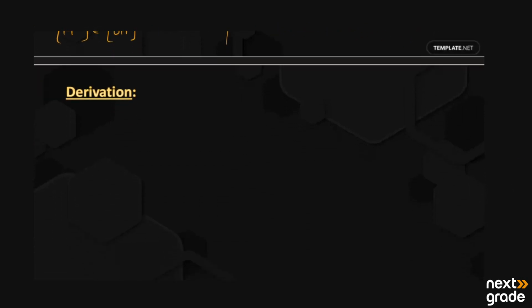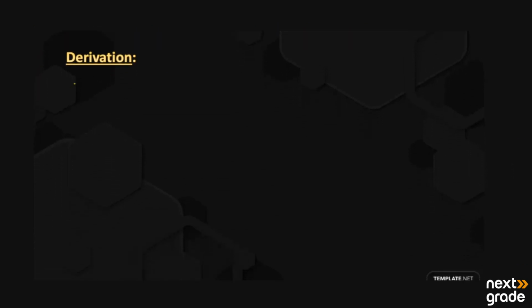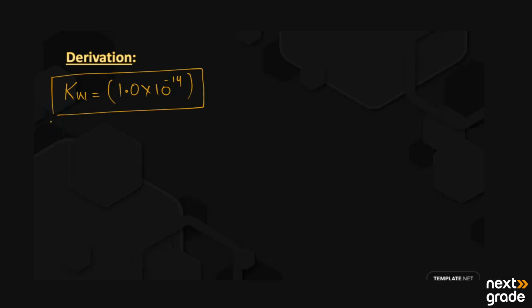In turn, we have just derived that Kw is equal to 1.0 × 10^-14. So this is the main derivation. As we know, if we have only one water molecule, it produces one hydrogen ion and one hydroxide ion. Therefore we can say that the product of both of these must be equal to 1.0 × 10^-14.